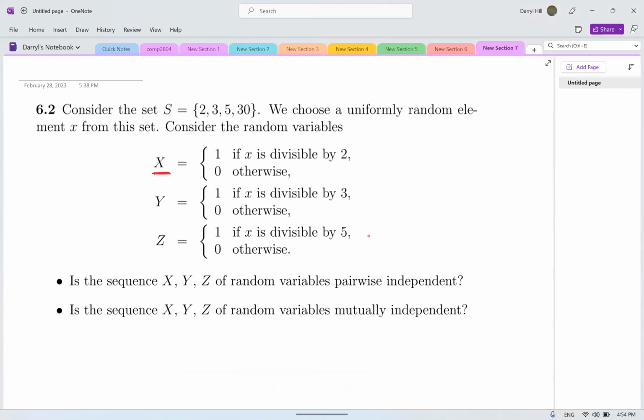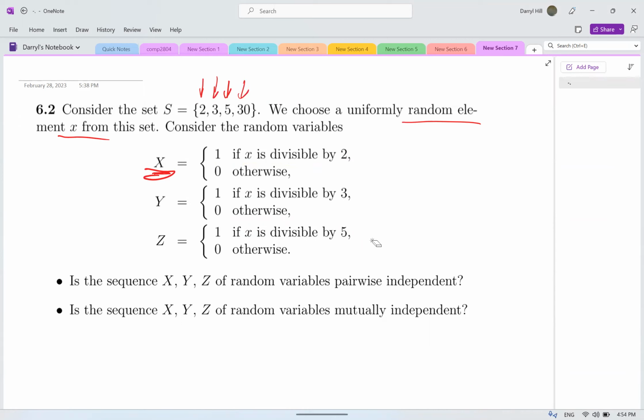All right. My random variable X is 1 if x is divisible by 2, right? So x is my uniformly random chosen element from this set. So if little x is equal to 2, then big X is equal to 1. If little x is equal to 3, then big X is equal to 0. If little x is equal to 5, big X is equal to 0. If little x is equal to 30, then big X is equal to 1.